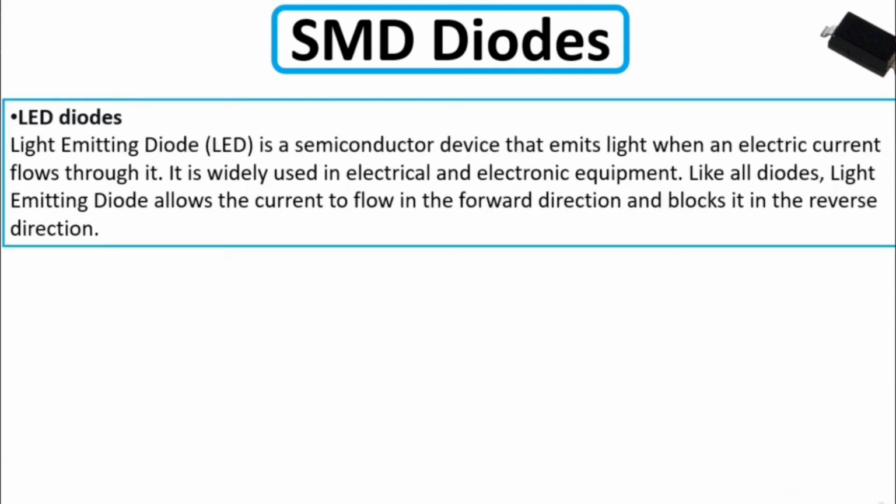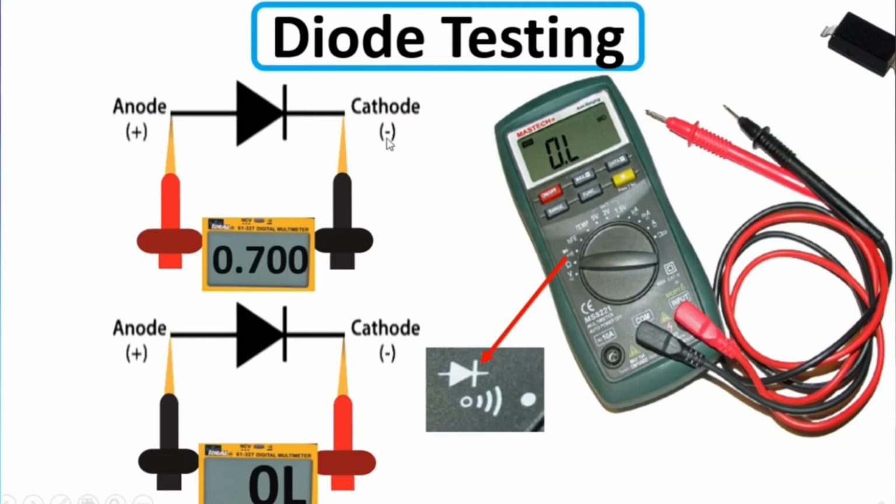Light-emitting diodes, or LEDs, represent another significant category of diodes, known for emitting light when current traverses through them. They are integral to a wide range of electronic applications. Testing diodes requires a multimeter to assess their polarity and overall functionality. A properly functioning diode will exhibit a reading in one direction, while showing none in the opposite direction.